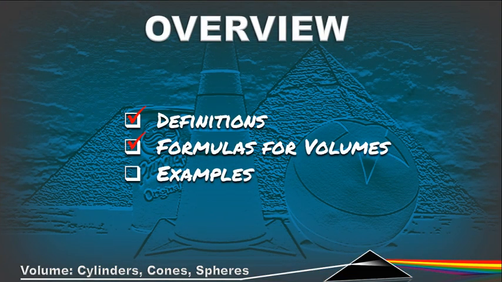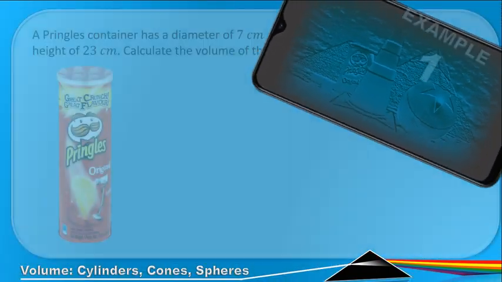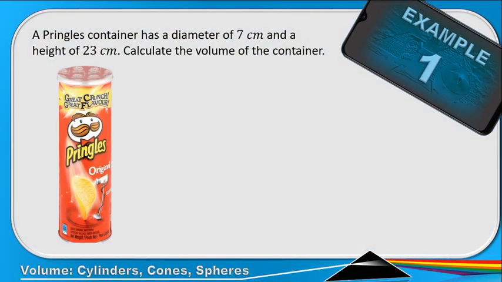Okay, so now let's look at the examples. For example 1, it says a Pringles container has a diameter of 7 centimeters and a height of 23 centimeters. Calculate the volume of the container. First of all, we see that this is a cylinder, and therefore we write down the formula of the cylinder. So the volume is the area of the base, pi r squared, times the height.